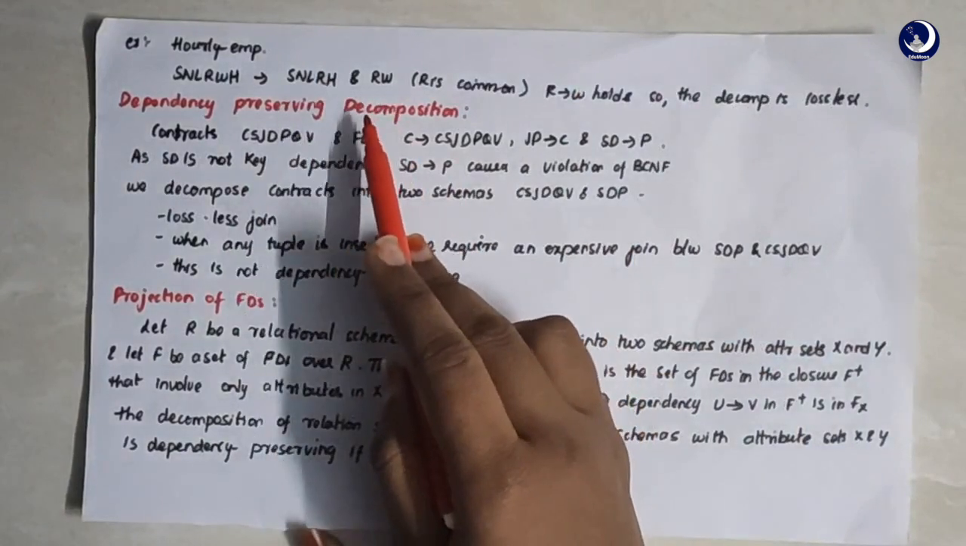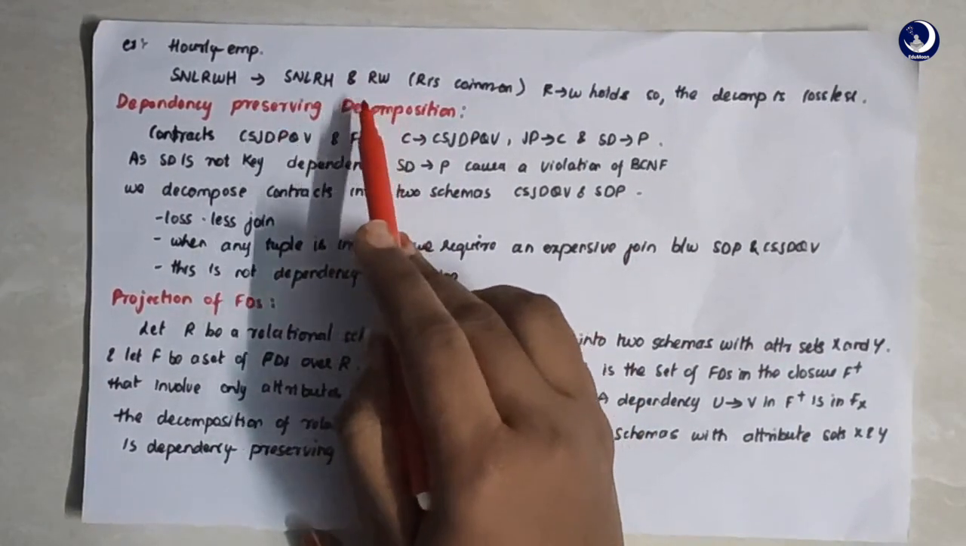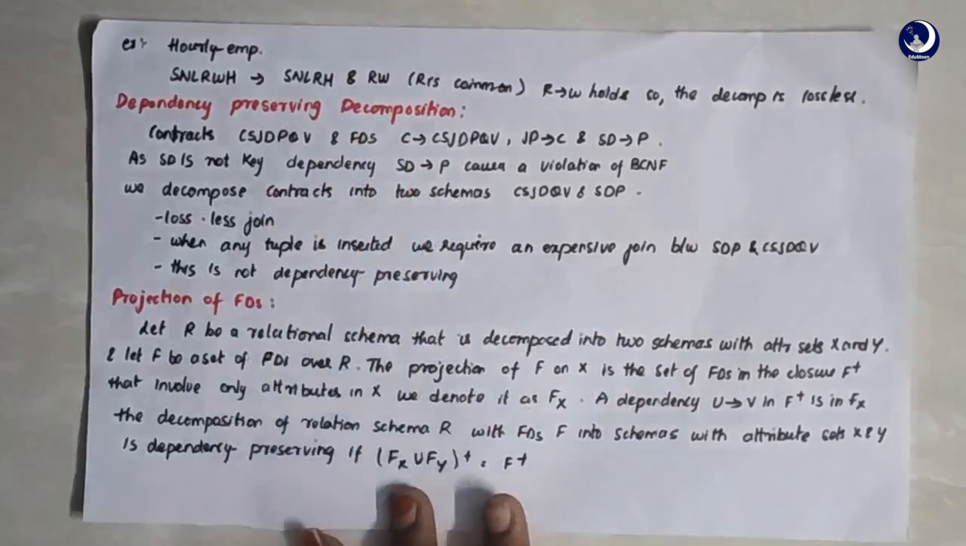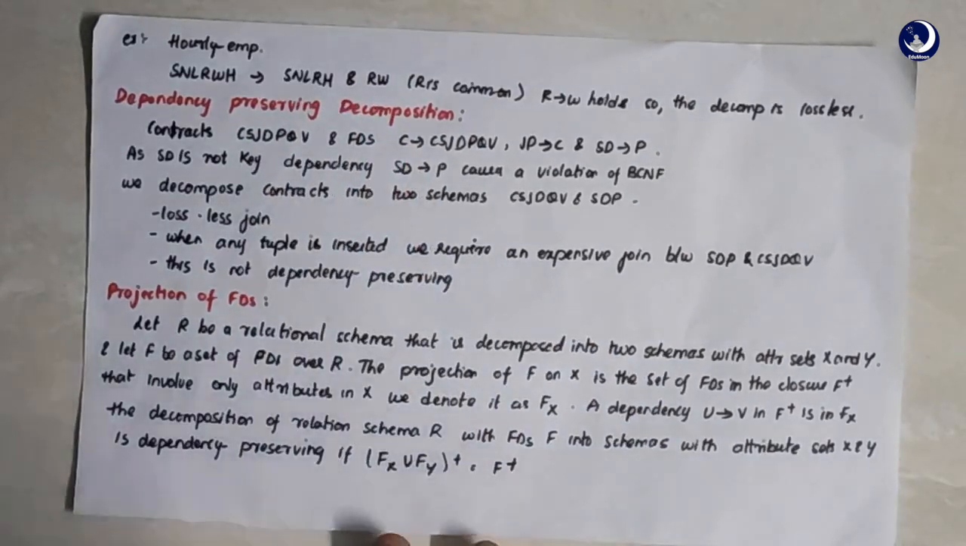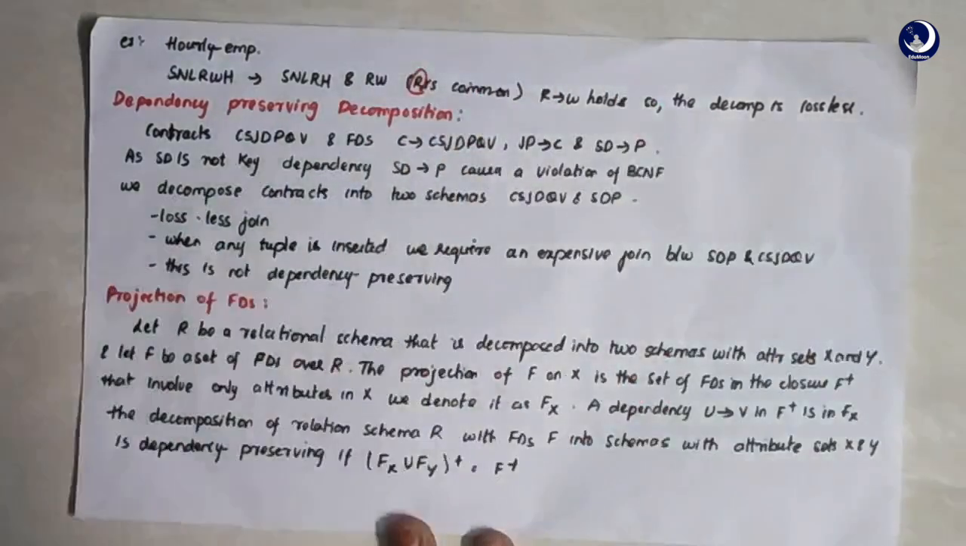So this should have the functional dependencies R1 intersection R2. What is the common thing in both the relations? Of course, R is the common thing. The first one is done.